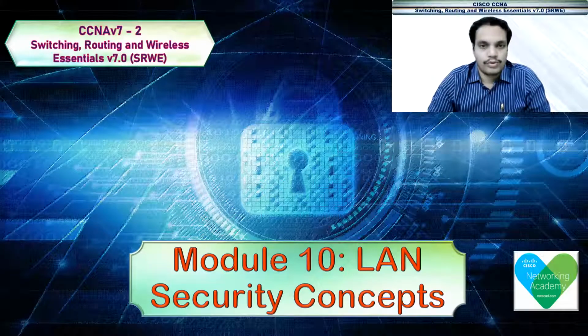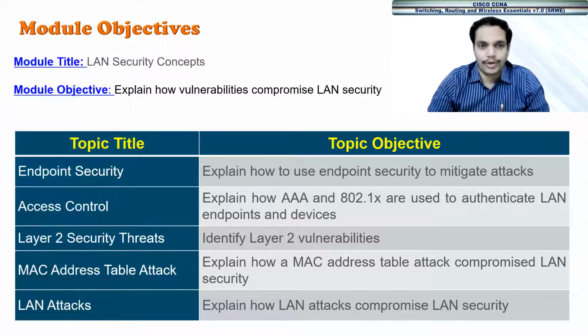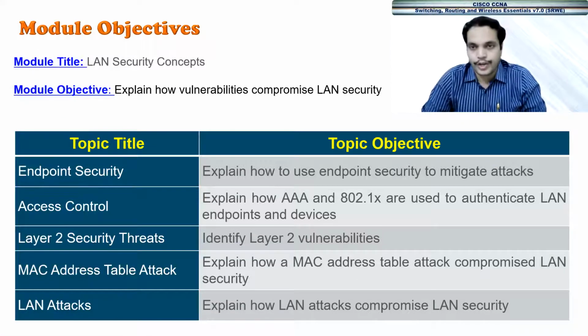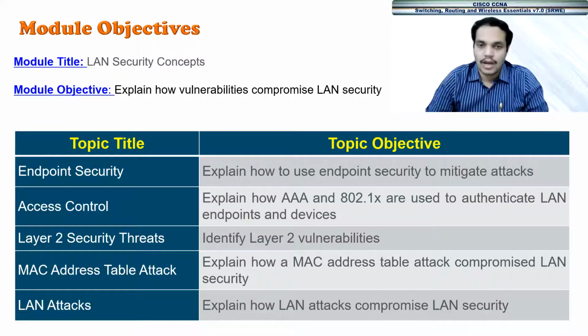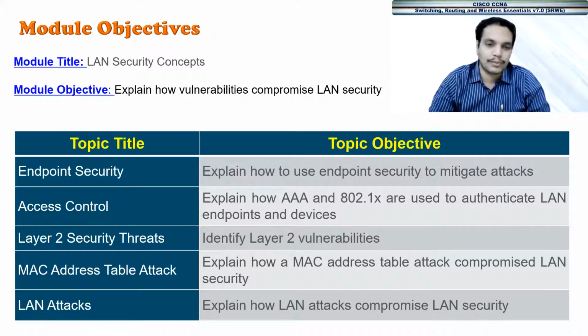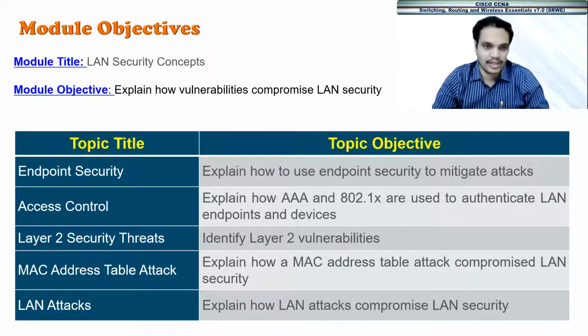So, in this module, what we are going to cover is endpoint security to mitigate attacks, and we are also going to talk about how AAA and 802.1x are used to authenticate LAN endpoints and devices. And then we are going to talk about the layer 2 vulnerabilities, how a MAC address table attack can compromise LAN security, and what the other types of LAN attacks are which compromise LAN security. These are all the things that we are going to talk about in this particular module.